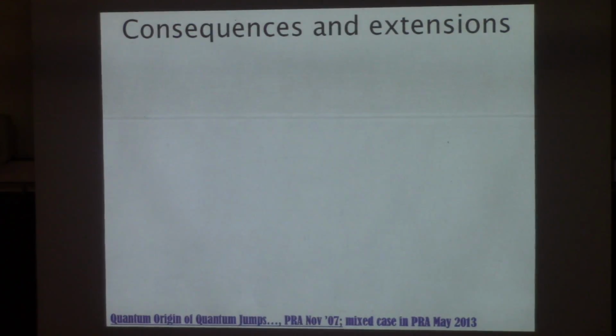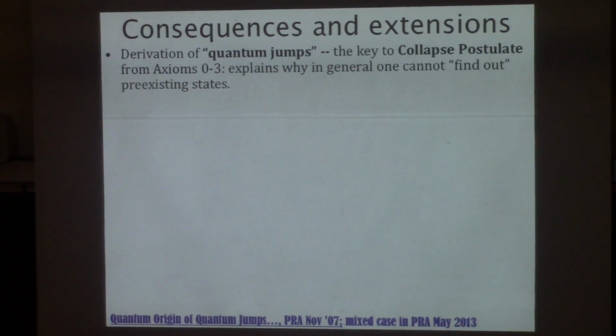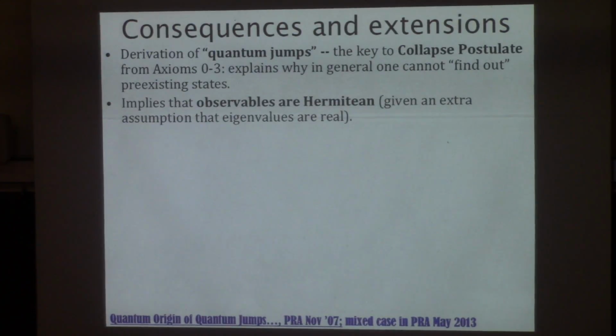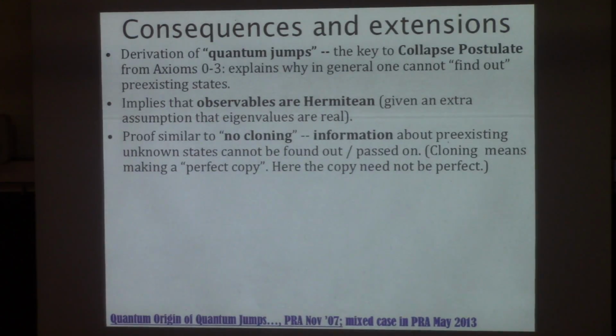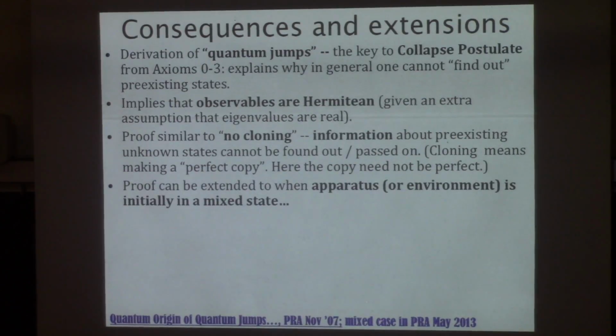Consequences and extensions. Derivation of quantum jumps. The collapse postulate from just the innocent axioms 0 through 3 implies that observables are Hermitian. The proof is similar to no cloning. If you don't know what the proof of no cloning is like, don't worry about it. It can be extended when the apparatus or environment is initially in a mixed state. Now this is really important.